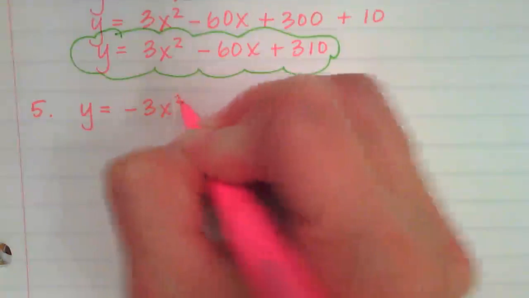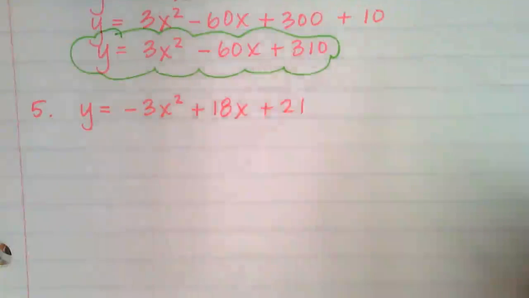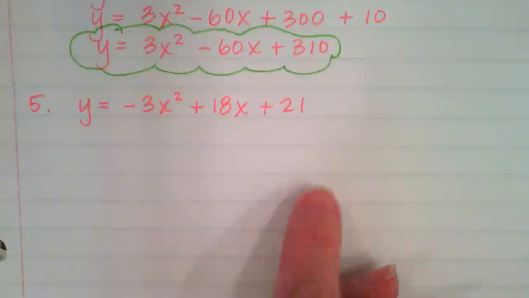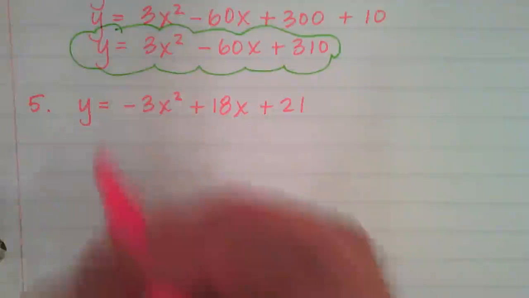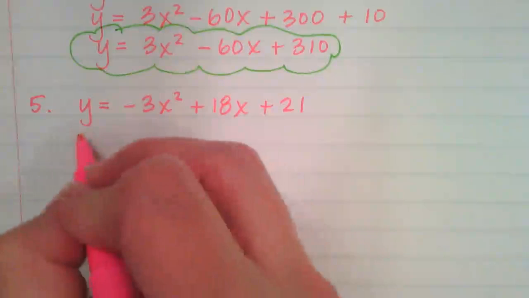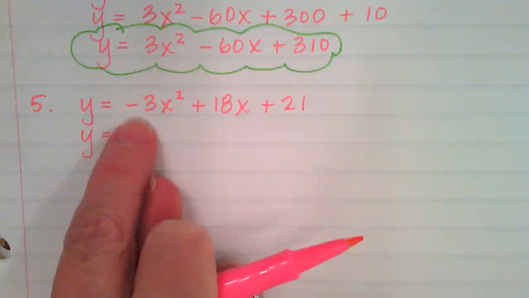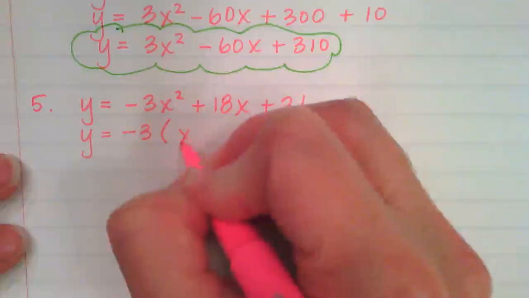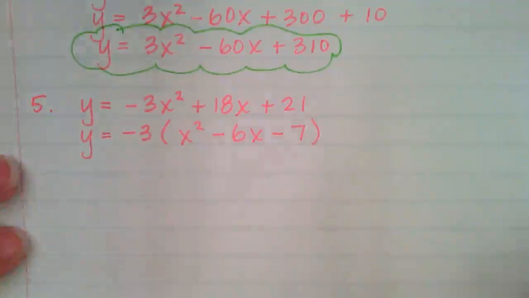So we start with negative 3x squared plus 18x plus 21. Intercept form means factor. Before I can factor, I have to have standard form. I have standard form, so I can go straight to factoring. First thing we do when we factor is look for a GCF. All these can be divided by 3, but I'm going to take a negative 3 because I don't want my leading coefficient to be negative. So I'm going to take out a negative 3, which would leave x squared minus 6x minus 7.